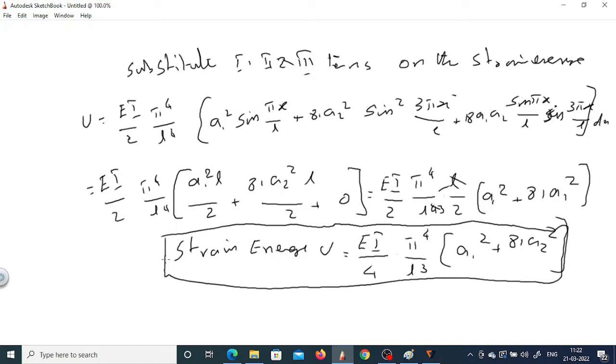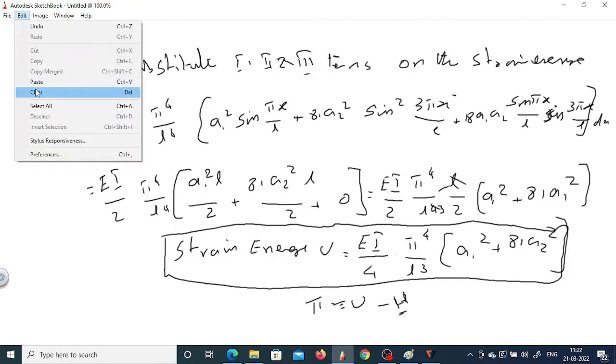So now I have identified the strain energy, but the formula is pi equal to U minus H. Now I identified U, and then I go on to identify the H value. How can I identify the H value? For that reason, I erase the board and move to the next step. How do I identify the H value? The H value is the work done by external force.